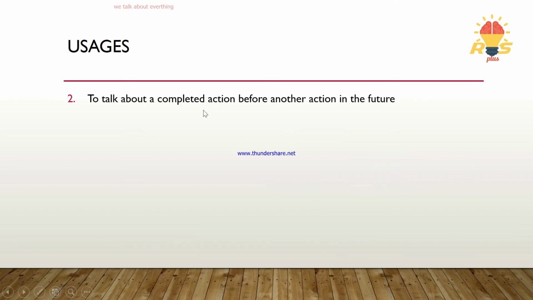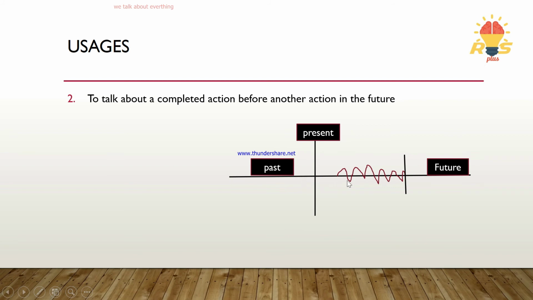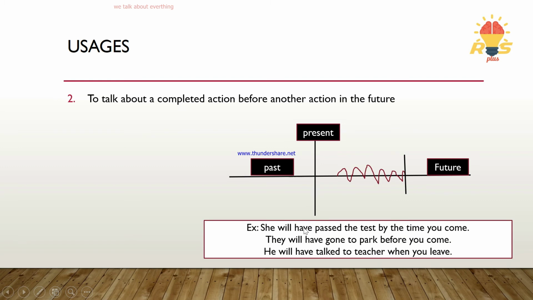To talk about a completed action before another action in the future. To talk about what? A completed action. The same, but here we've got another action. How? Let's clear it. So it talks about what? A completed action. The story is the same, but now it is not a time expression. Now it is another action. Example: she will have passed the test by the time you come.